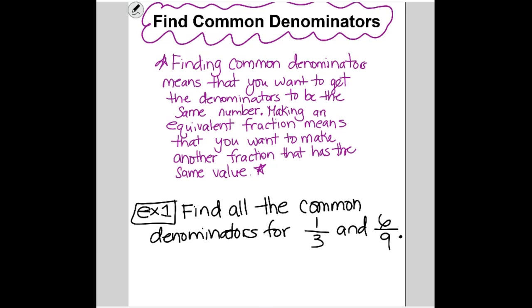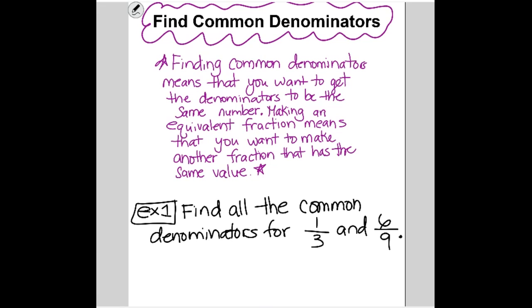So what's important to note when we're solving these problems for this skill is that finding common denominators means that you want to get the denominators to be the same number. So you're going to have multiple fractions and then you're wanting the denominators to be the same. They won't be the same. You might have some denominators that are 4, one that's 5, one that's 2, and you want to get them to be the same number. So I'm going to show you how to do that.